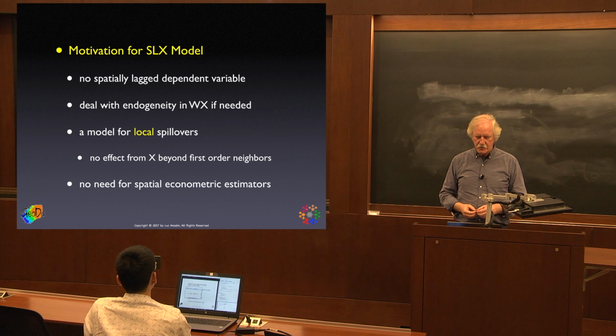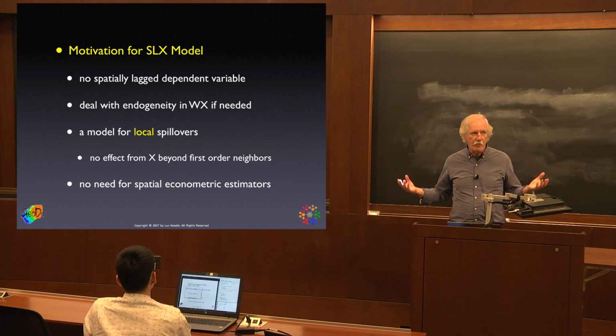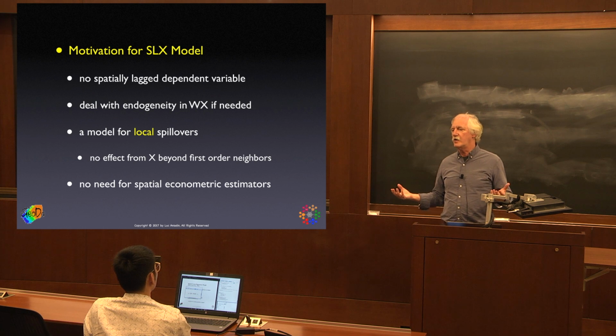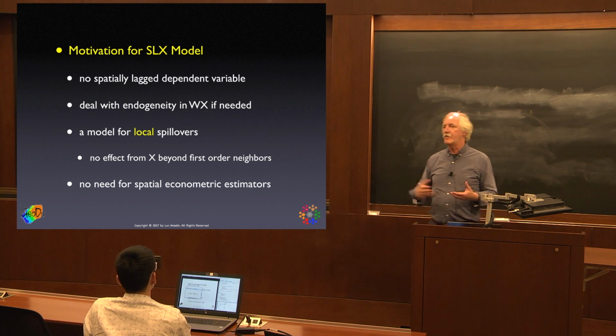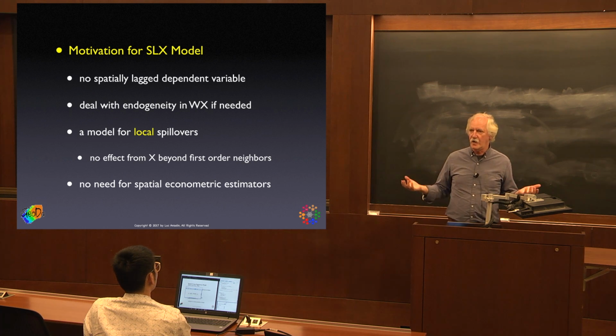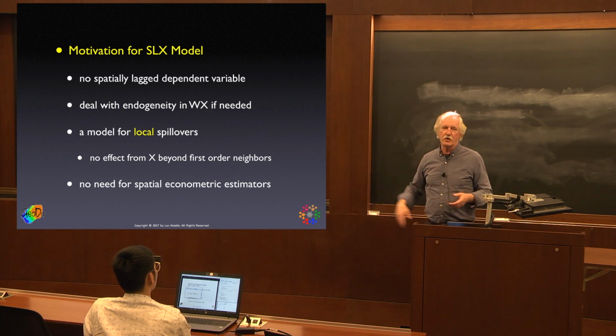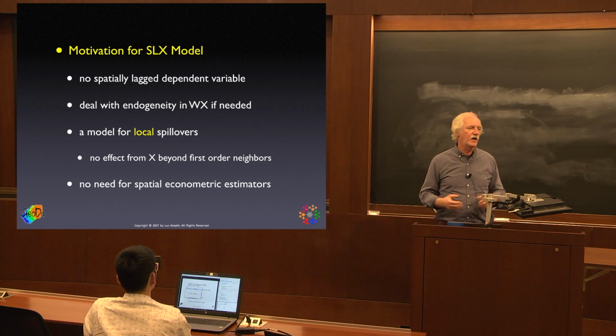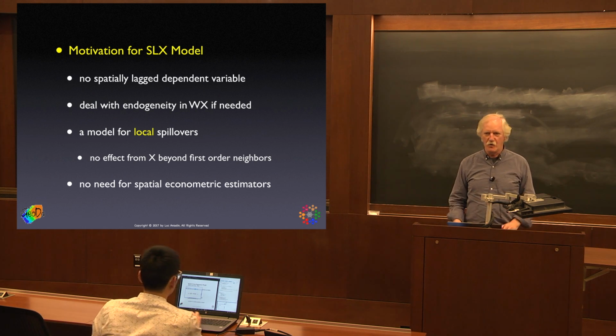So, as I mentioned, it's a model for local spillovers. You can, if you want to, have endogeneity in the WX. It's all a no-brainer. It's all standard econometric techniques. If you have endogeneity, it's two-stage least squares. If you don't, it's OLS. So you don't need spatial econometrics. And that's probably why it's so popular. You don't have to worry about it.